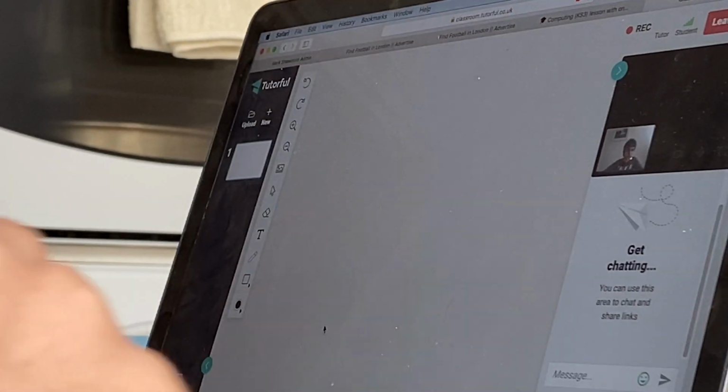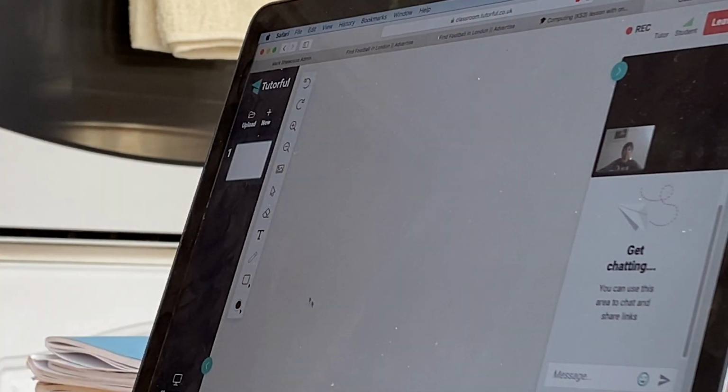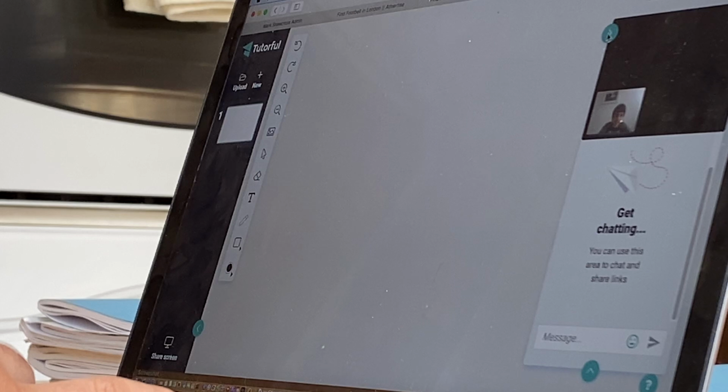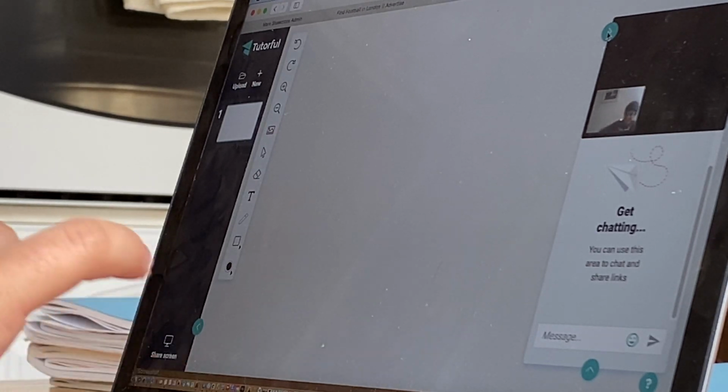Can see the classroom. Okay. Maybe it took a few minutes to adjust. Yes. Because I didn't actually do anything. Yeah. Okay.